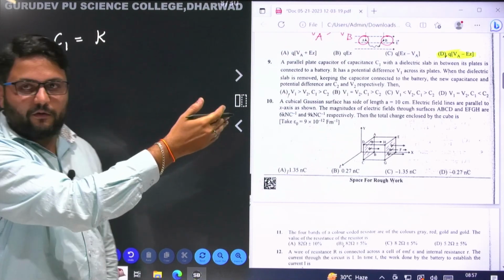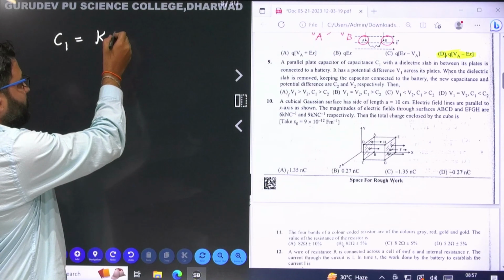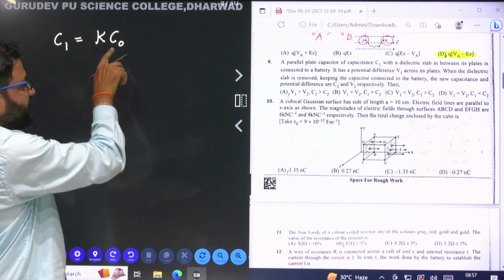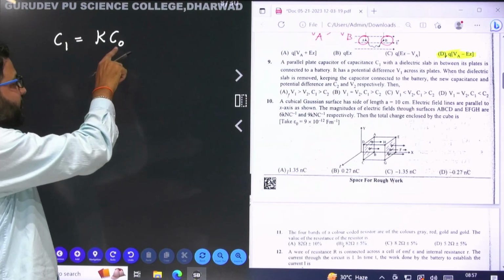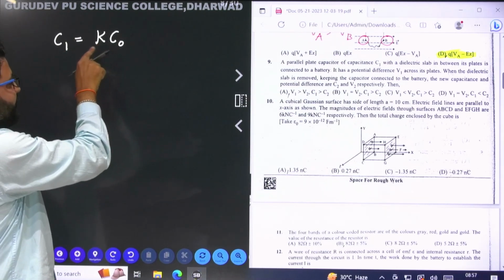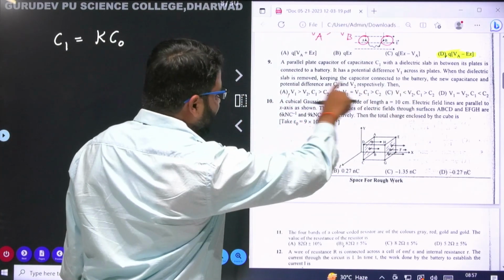As it is not told that there is a dielectric constant value K, I am writing it and assuming it. So I would say that this is an air-borne capacitor, that means an air capacitor with air or vacuum in between. So the capacitor with dielectric medium would be C1 is equal to K into C0.